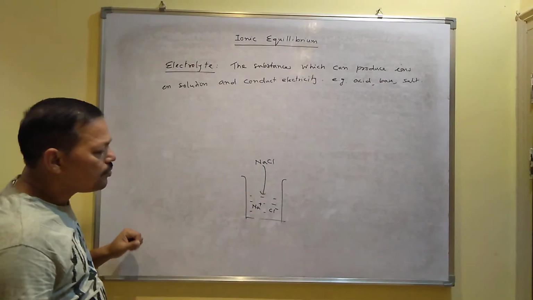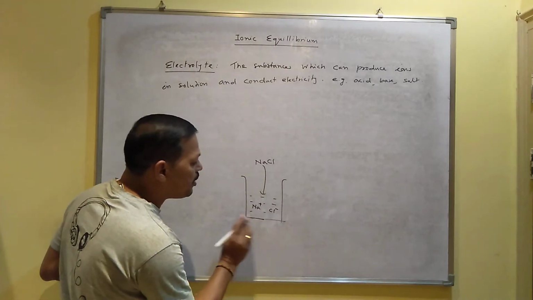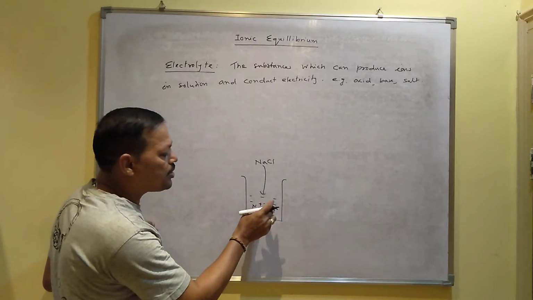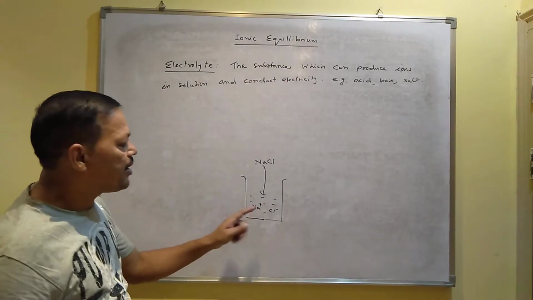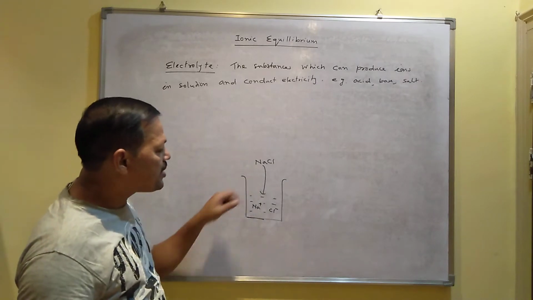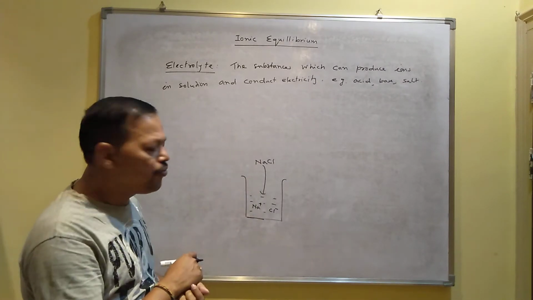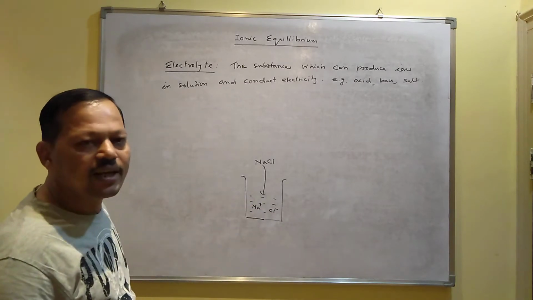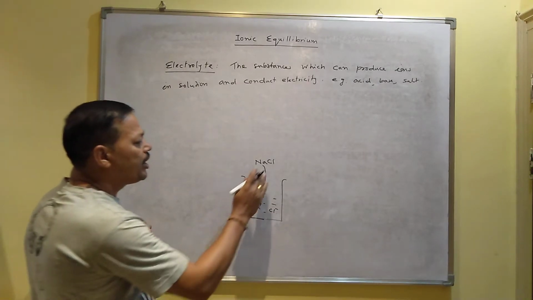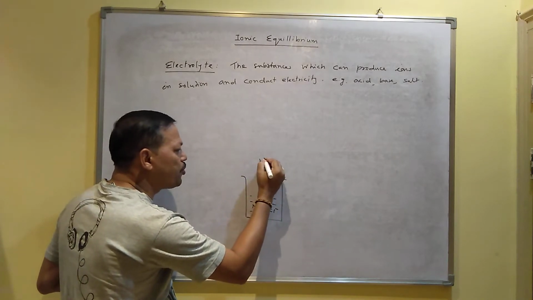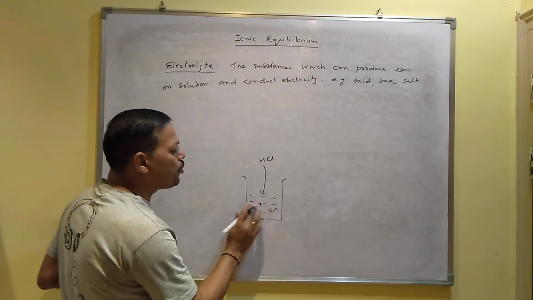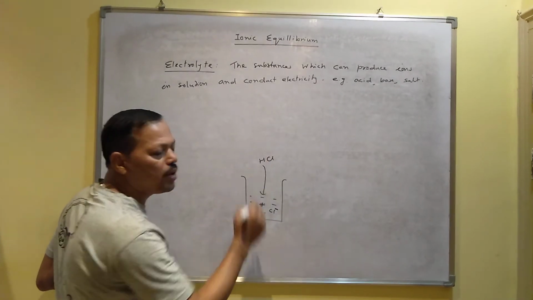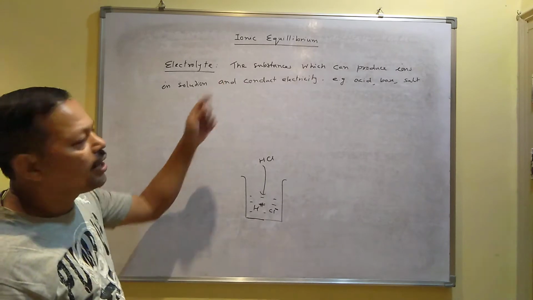And when it produces ions in solution, if you pass electricity through the solution, then the electricity will pass through the solution due to the movement of ions. When you pass electricity, the ions will move, and due to this movement of ions the solution can conduct electricity. Similarly, hydrochloric acid will produce H plus ion and Cl minus ion. So hydrochloric acid is also one example of an electrolyte.